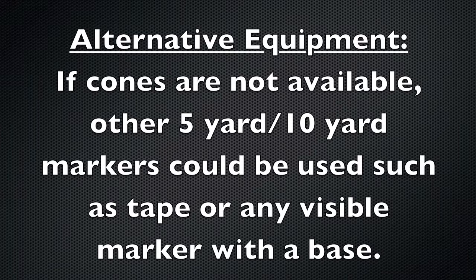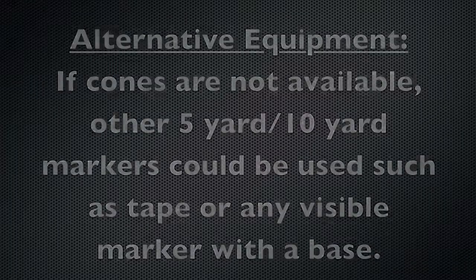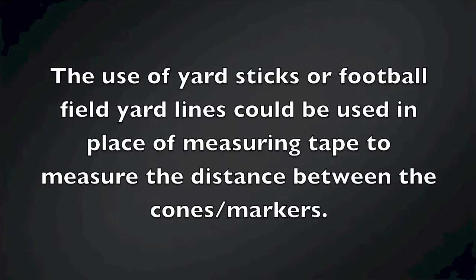Alternative equipment. If cones are not available, other 5-yard or 10-yard markers could be used, such as tape or any other visible marker that contains a base. The use of yardsticks or football field yard lines could also be used in place of measuring tape to measure the distance between the cones or the markers.